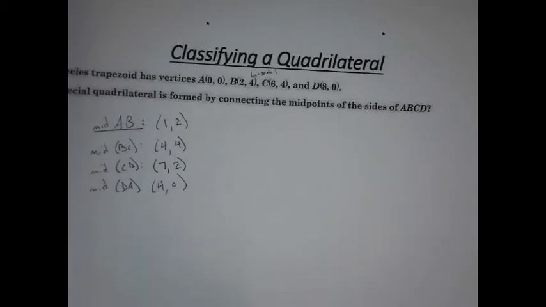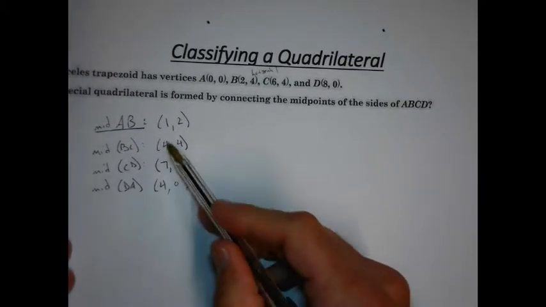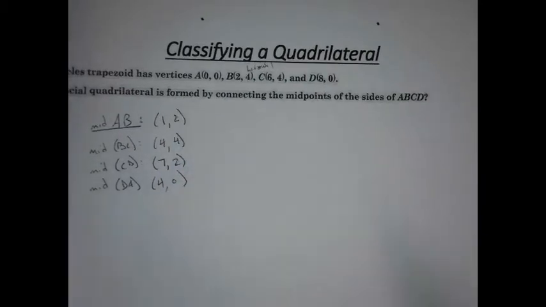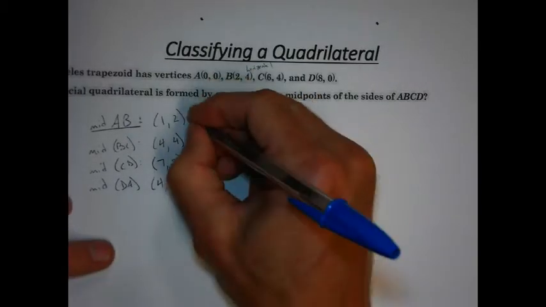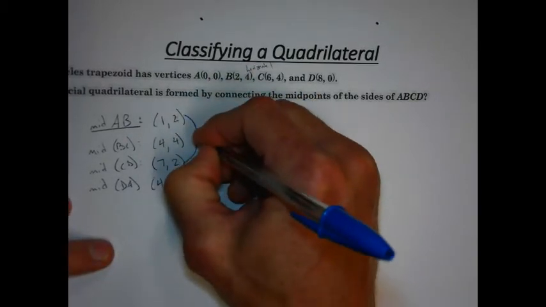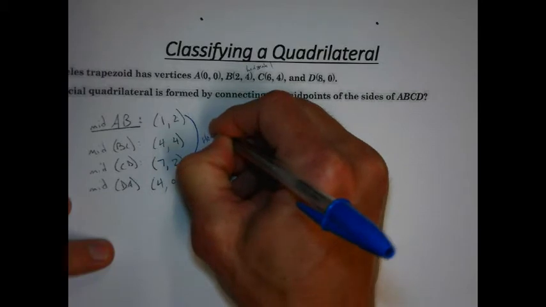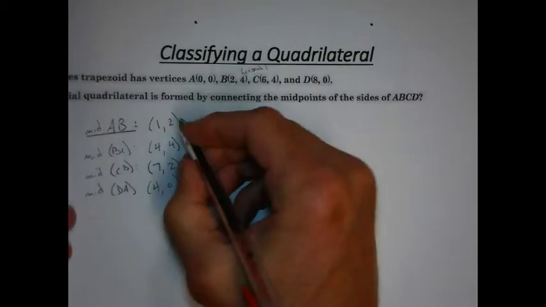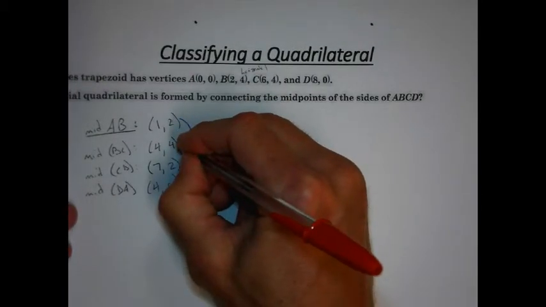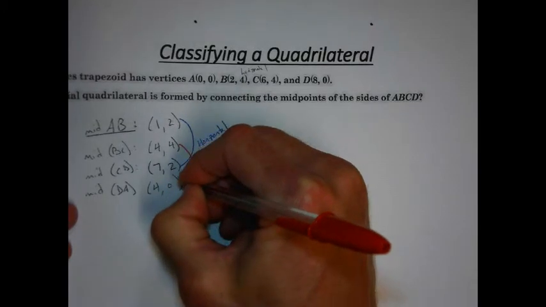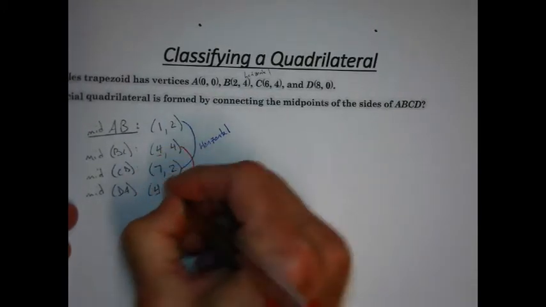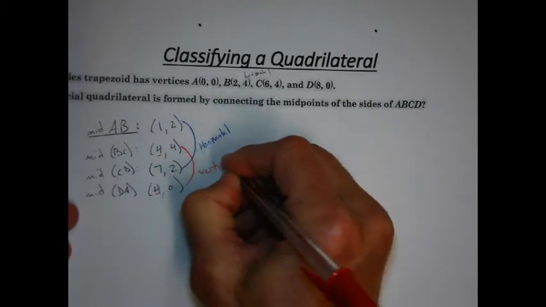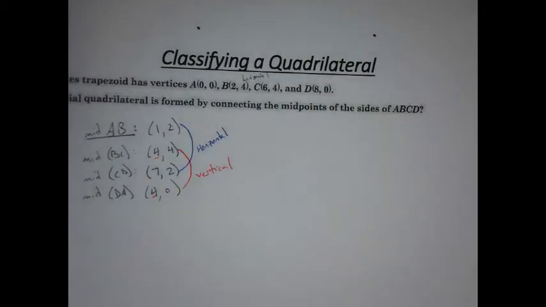So look what's happened here. We have the same x coordinate from these two midpoints. That is a vertical line. So from A to B, we have a horizontal line. The y coordinates are the same. And from these two midpoints, we have the x coordinate is the same. That's a vertical line. So we know we have perpendicular stuff going on.